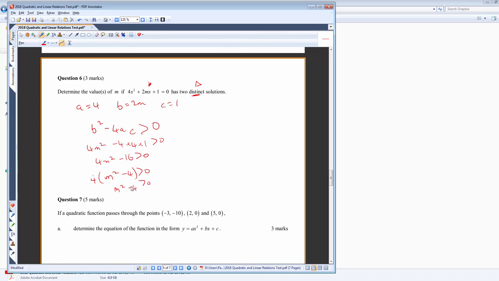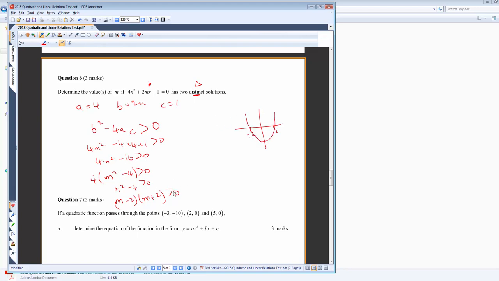Now we can either factorise this using difference of two squares, which is m take 2, m plus 2, greater than 0, or we can add 4 to both sides, take the square root, and the answer will be plus or minus 2. So what we need to do now, because we've got a quadratic inequality, is quickly sketch the graph. The two solutions are -2 and 2. It's an upright parabola because this is positive, so it's going to look like this.